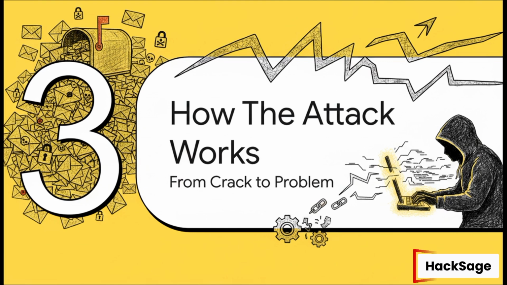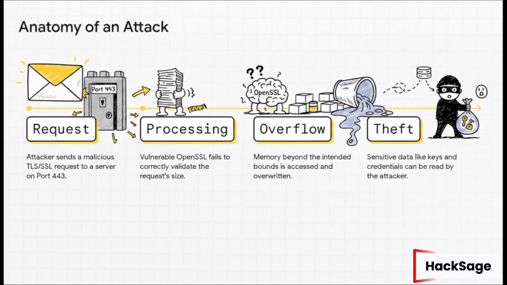So, okay, we've got this vulnerability, this overflowing mailbox. But how does a hacker actually use that to cause real, actual damage? Well, it's basically a four-step heist. First, the attacker sends their oversized letter, a malicious request, straight to that guarded front door, port 443. Second, the vulnerable OpenSSL software doesn't bother to check the size and just tries to process it. Third, the overflow happens, which gives the attacker access to the memory sitting right next door to the intended buffer. And finally, and this is the really scary part, the attacker can then read that adjacent memory, which could have anything in it, and have that sensitive data sent right back to them.